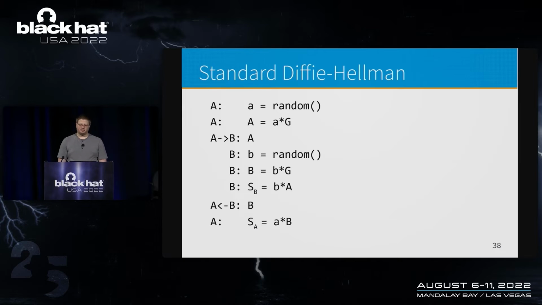So this is standard Diffie-Hellman. You have Alice and Bob talking to each other, and so they both generate a random private key, then do scalar point multiplication to create a public key, then they exchange them, and then they apply their private key to the other's public key, and then they get SA, SB. Those should be the same unless there was someone man-in-the-middling this connection.